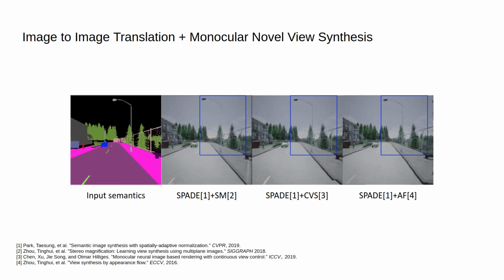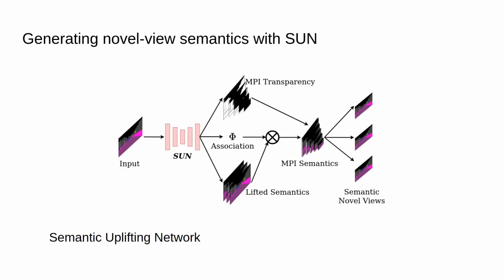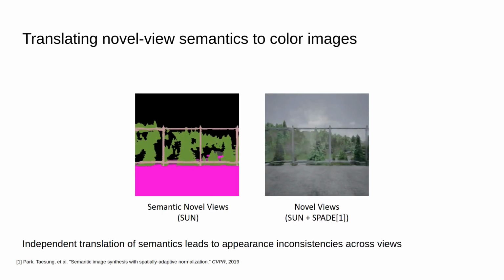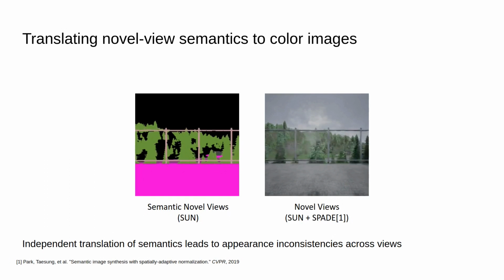In addition to solving the proposed generative view synthesis problem, our SUN model enables new applications such as semantic view synthesis. By projecting the MPI semantics, we can render the scene semantics from novel camera poses. Here we show an example semantic novel view synthesis using our SUN model. We experimented with converting each of the predicted semantic novel views into color images using SPADE translation network. However, doing independent translations on the 2D semantic maps produces inconsistent novel views. As shown in the animation on the right, appearance of the same physical object changes between novel views.